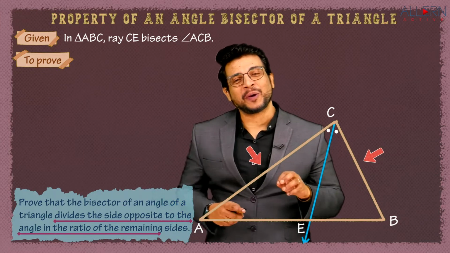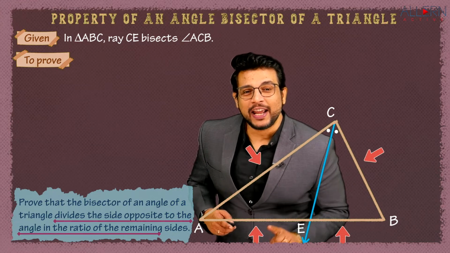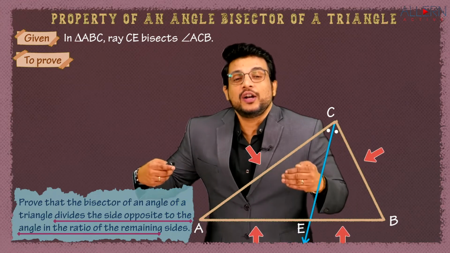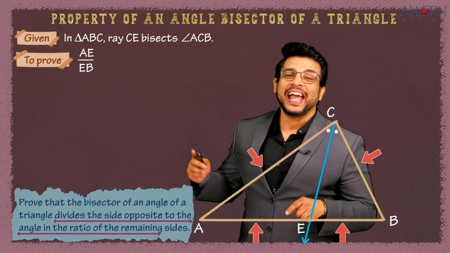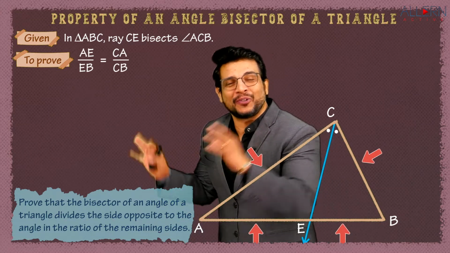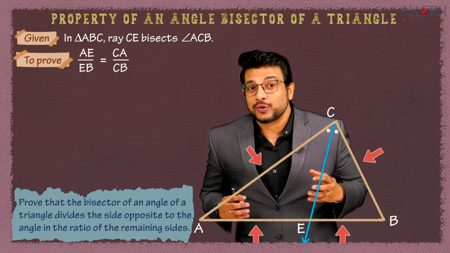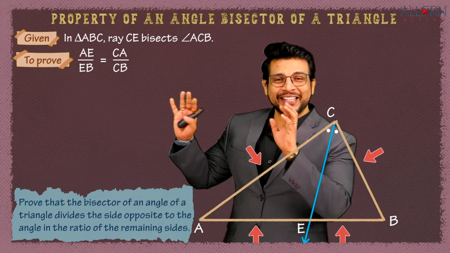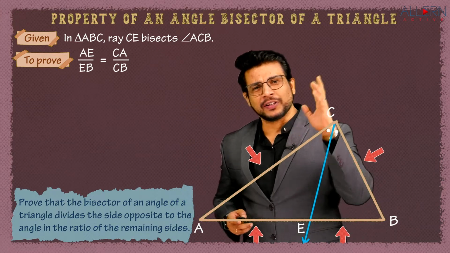And we know what this property says. This property says that we have to get the ratio of AE and EB equal to AC upon CB. And these are the two ratios which we need to prove equal. You will say that is so very easy. So that means, my dear kids, we understood what we are supposed to draw, what is the given and what is the to prove. Now the question is, how do we prove this?